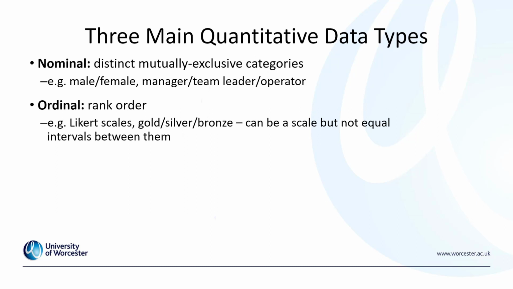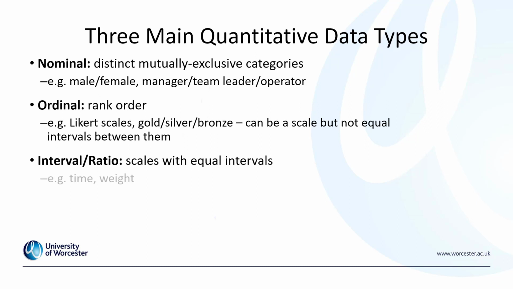The third type of data is interval or ratio data, and this is a scale with equal intervals, such as time or weight. The difference between 1 and 2 kilograms is the same as the difference between 15 and 16 kilograms. It's 1 kilogram.